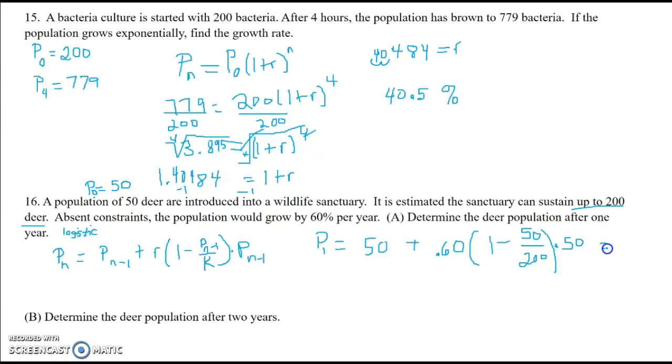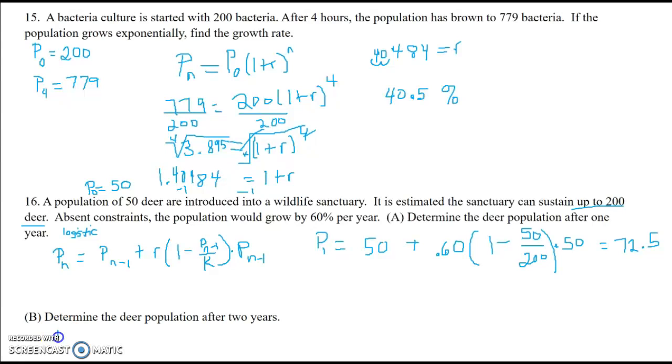And when you reduce that, I get 72.5. When you simplify that expression, you get 72.5. I divide 50 by 200, subtract it from 1, multiply by 50, multiply by 0.60, and add to 50. And I think you get 50 plus 22.5, or 72.5.